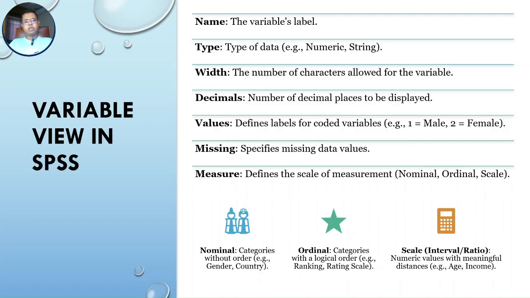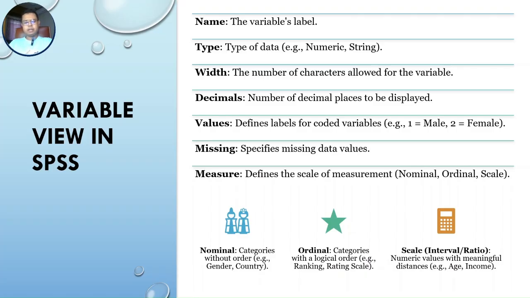Finally, in the variable view, you will have several options. Say, for example, variable name, variable type, variable width. Decimal, how many decimals you would like to see, the variable values. If there is any missing value, you can define the missing value, and the measurement, define the scale actually. There are three types of measurement: nominal, ordinal, and scale.